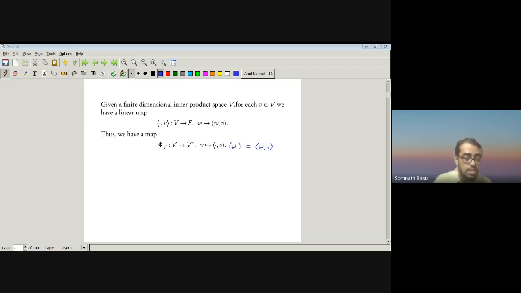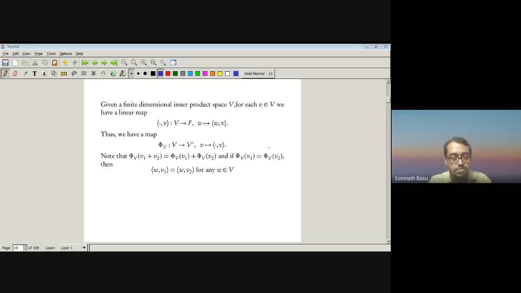Okay, that's what this map does. So it's additive, that much is clear. You can check this very simply, and it's also injective, because if phi v of v1 equals phi v of v2, then w dot v1 is w dot v2 for all w, but that means that v1 equals v2. We proved this last time.